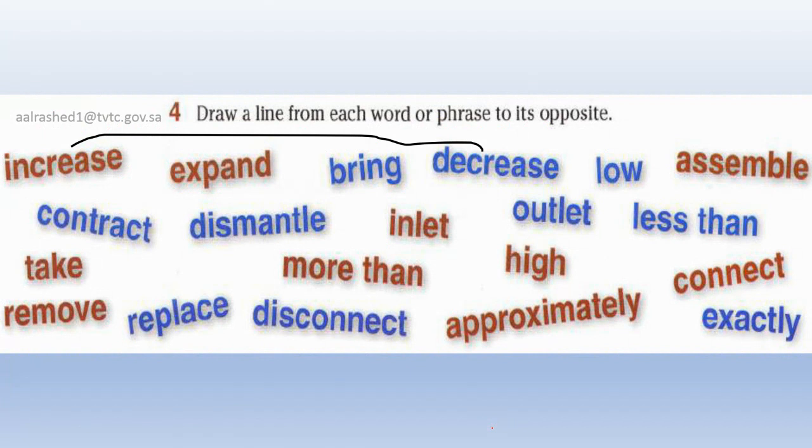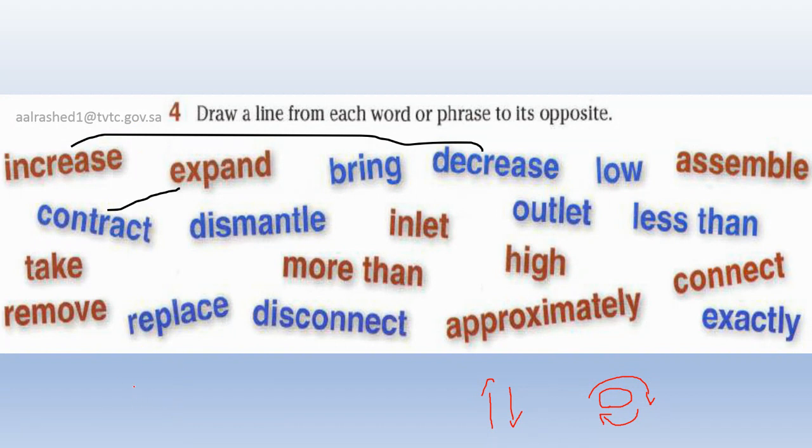Imagine that you have a sound volume. This is increasing. This is decreasing. Or the temperature. This is increasing. This is decreasing. Okay, second one. Expand with contract.